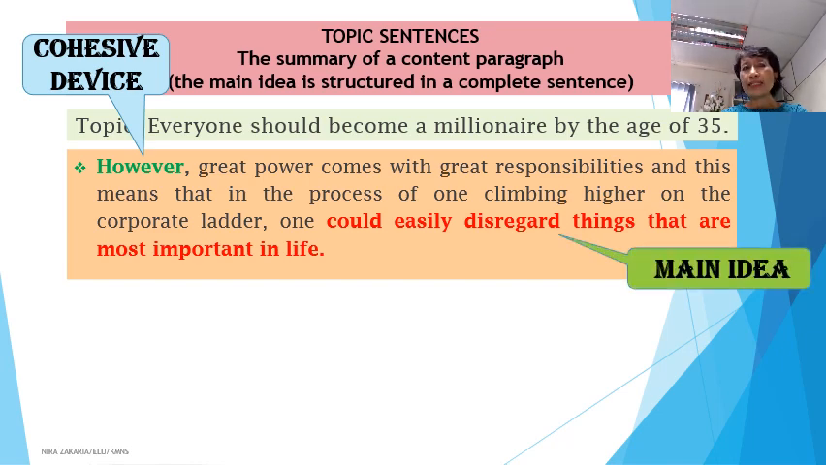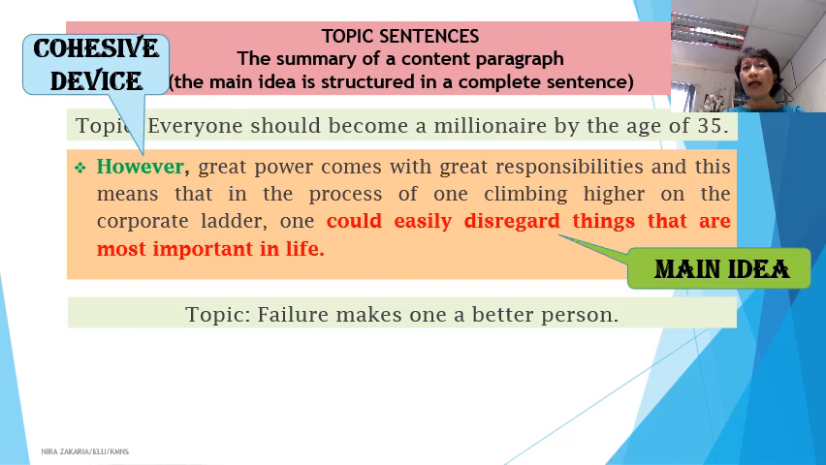And as you can see here, the cohesive device used, however, is to show contrast, a contradicting idea. Perhaps before this, there are the 2 paragraphs on agreement of the topic given, while the last paragraph is of a different viewpoint, the opposite viewpoint. So you have to use the appropriate linker or cohesive device. And the one right here, you can see this is the main idea, which has been properly structured in a proper sentence. Could easily disregard things that are very important in life.